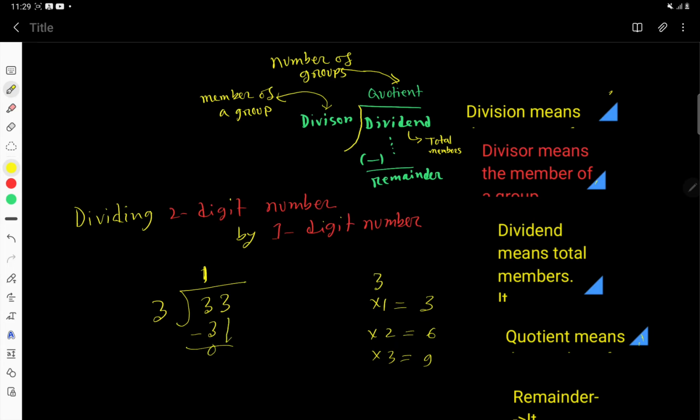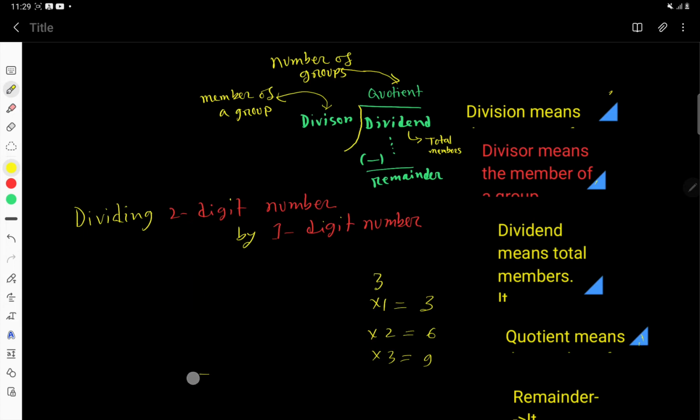Now you need to bring down this 3, right? This 0 doesn't have any value actually, so you can delete it. So 3 goes into 3 how many times? 1 time, 3. So here we are not getting any remainder, so we can form 11 groups and each group will have 3 members. So this is the basic of dividing, right?